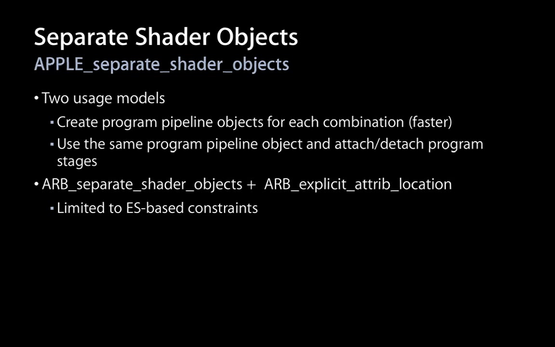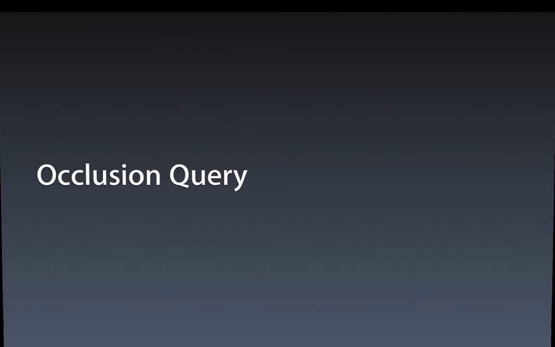If you're familiar with the ARB separate shader objects extension and ARB explicit attribute location extension from the desktop, you already know how this thing works because we took those two and removed some of the things that the ES constraints do not allow us to do, like removing the geometry stage, for example, or the tessellation stage, and came up with this Apple separate shader objects extension. OK, that's separate shader objects.